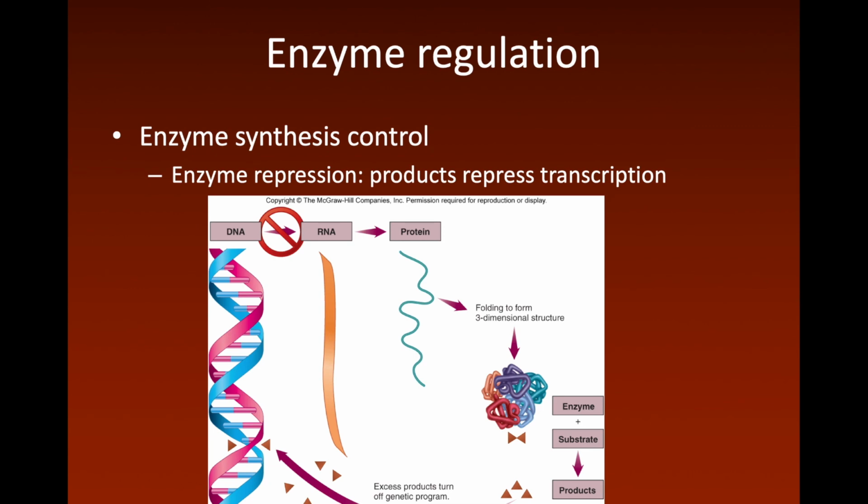This is the process from DNA to RNA. This is transcription, and then to protein, which is translation. Remember those post-translational modifications I mentioned, so this thing needs to be folded up. And this is the enzyme. The enzyme reacts with a substrate to produce some kind of a product.